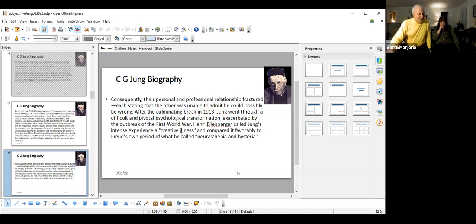Wouldn't people say he had a nervous breakdown? Yes. A creative illness and a nervous breakdown are the same thing. But he kept functioning. Right. He was still having patients. He was still having clients and so forth. And working at the clinic and teaching classes and so on.